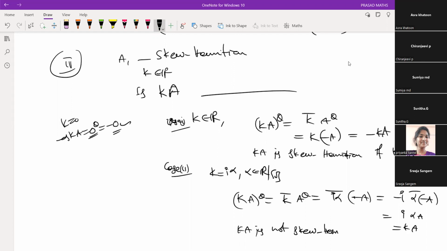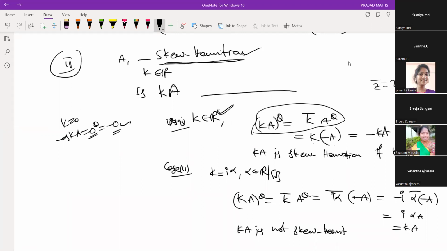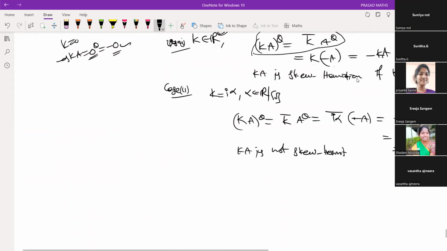Sir, if K is a real number, look at this, sir. K into A whole power theta is equal to K bar into A theta. This is a formula I already told you. But K bar is nothing but K, because K is real. Z bar is equal to Z whenever Z is a real number. A theta is equal to minus A because I started with A, which is skew Hermitian. So A theta is equal to minus A.